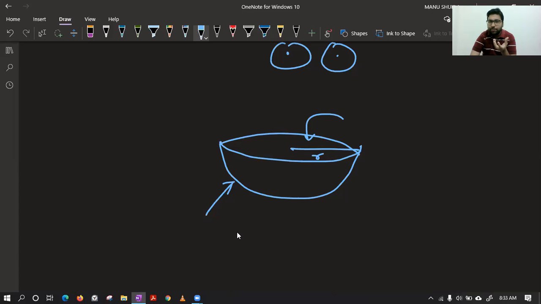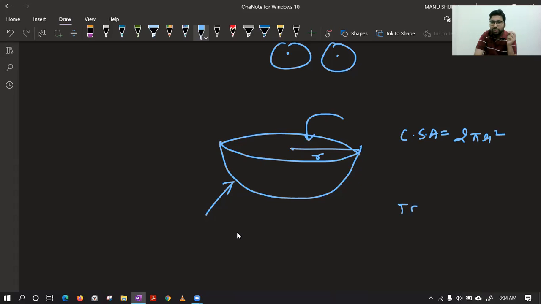And now tell me what will be the curved surface area. If the total surface area was 4 pi r square, what will be the curved surface area? That is the outer one only. Obviously, it will be half of it, that is 2 pi r square. This is the curved surface area of a hemisphere.